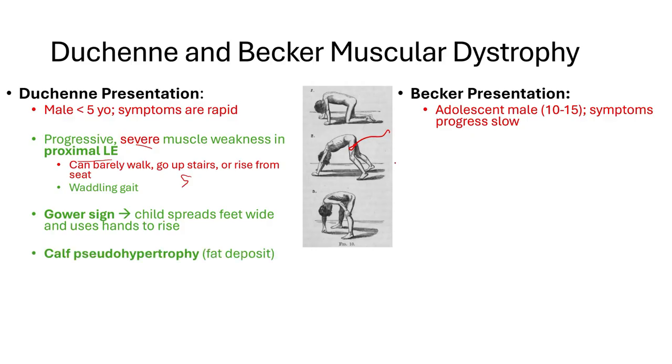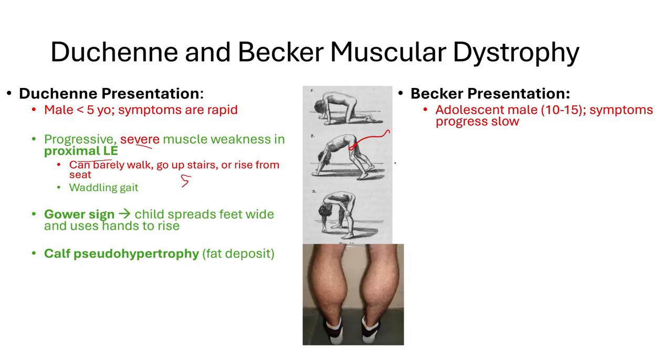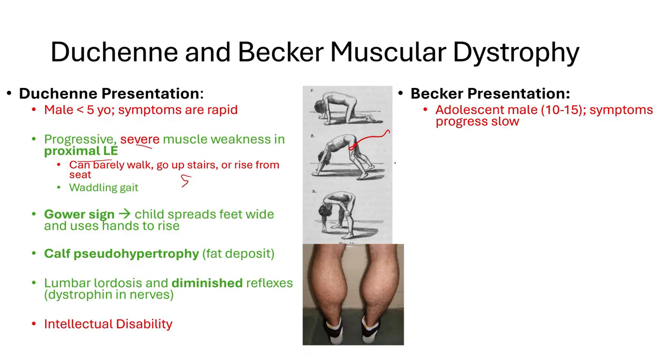You may also see calf pseudohypertrophy, an enlarged calf muscle not due to enlargement of the muscle, but this is due to deposition of fat and other connective tissue in those areas. You also may see lumbar lordosis, as well as diminished reflexes in a younger individual, typically because dystrophin affects nerves. You may also see, but do not have to see, intellectual disability. And this is important when we compare this to Becker's.